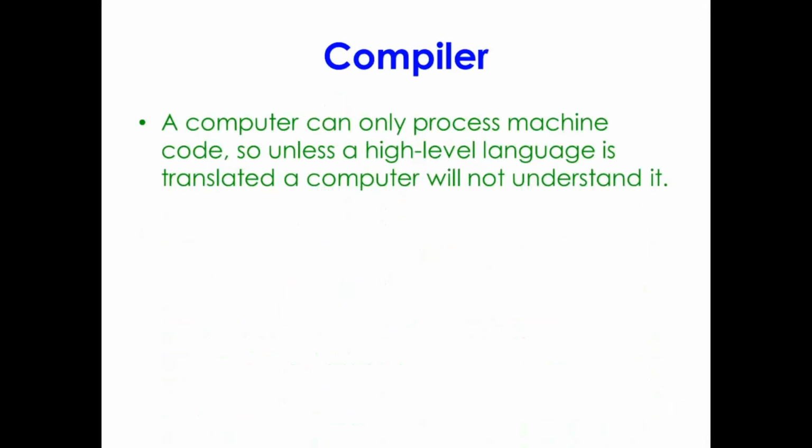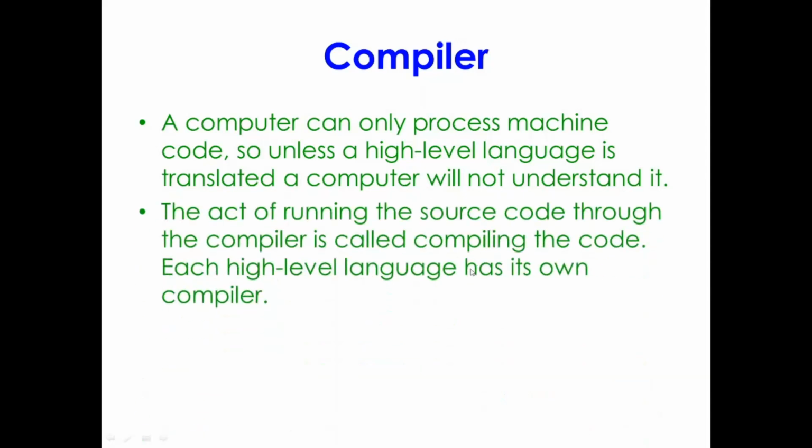As we discussed before, computer can only process machine code. It means something that is written in zeros and ones. So whatever you write in high-level language, it needs to be translated. And until and unless it's translated, computer will not understand it. When you are running the source code through the compiler, the process is called compiling the code, and each high-level language has its own compiler.